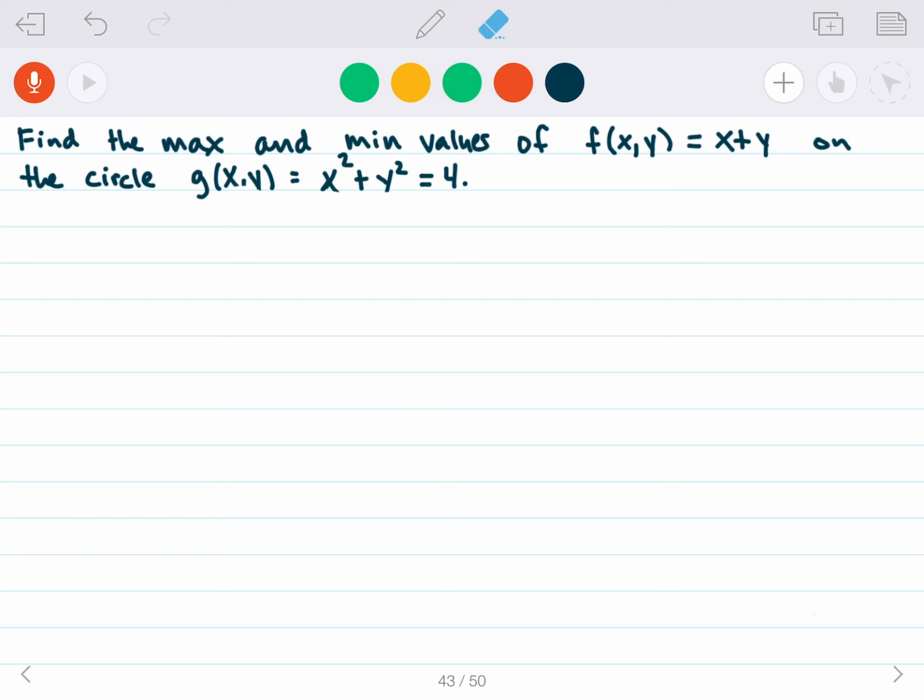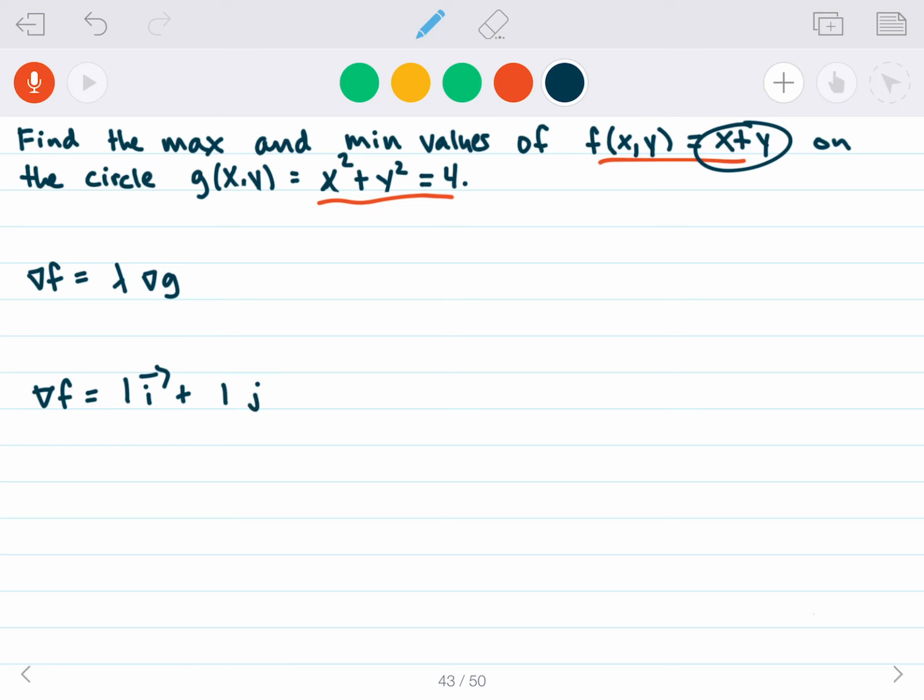Okay, so we want to find the max and min values of the surface subject to this constraint. So the first thing you want to do is set up your gradient equations. We have gradient of f is equal to lambda, some scalar, times gradient of g. So gradient of f, if we just take the partial derivatives here, with respect to x, it's just 1i, and with respect to y, it's just 1, then we have j. So that's our gradient of f.